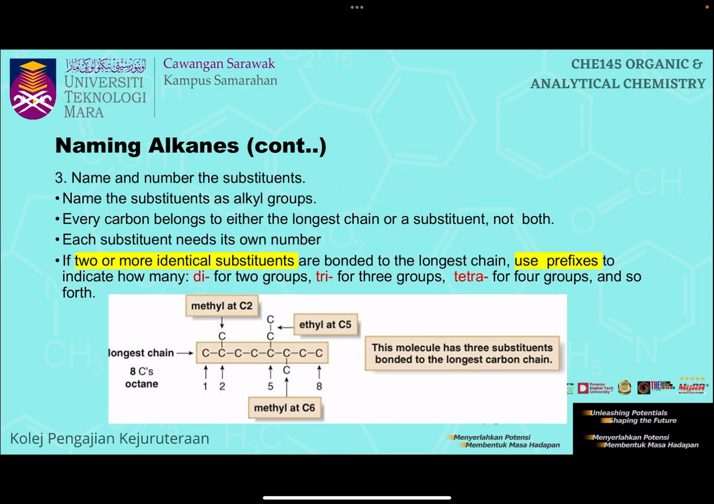Okay, name and number the substituent. Name the substituent as alkyl groups if it is alkyls. Every carbon belongs to either the longest chain or a substituent, not both. Each substituent needs its own number. Now if there are 2 or more identical ones, like methyl appears 2 times or 3 times, you have to make sure you itemize exactly where it is present.